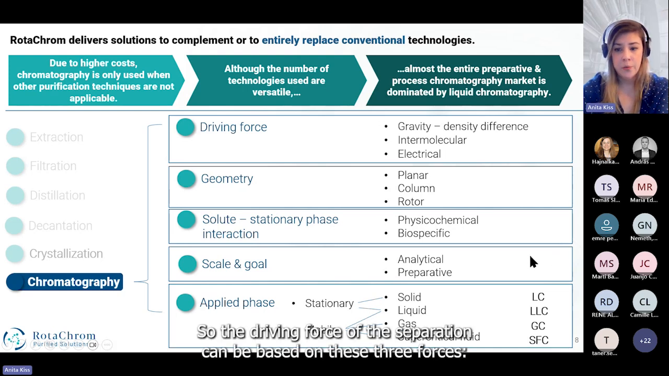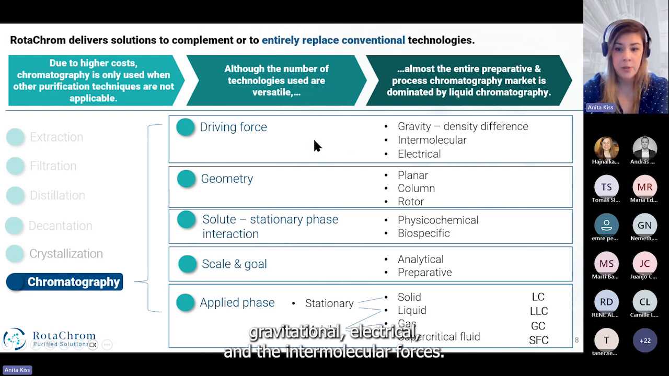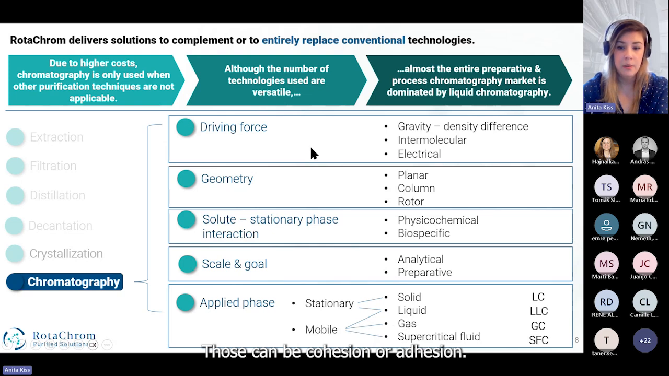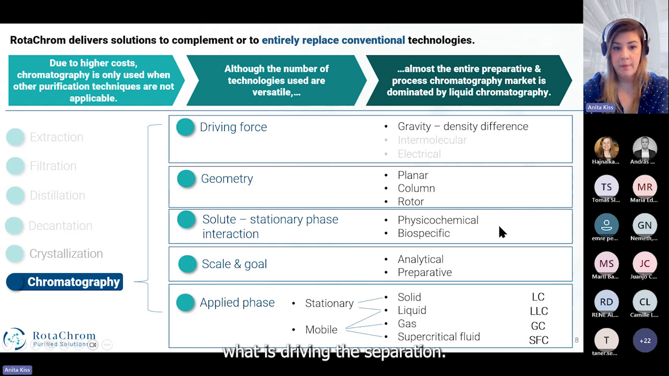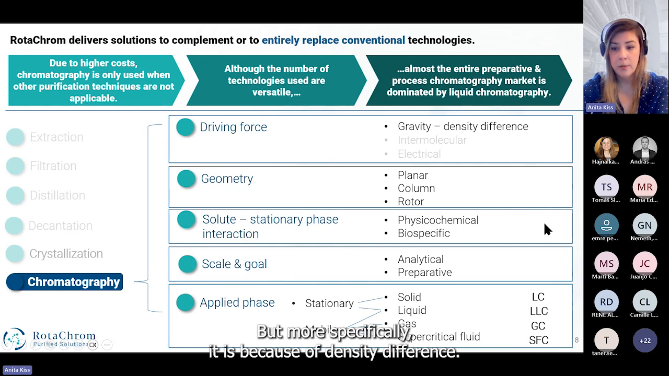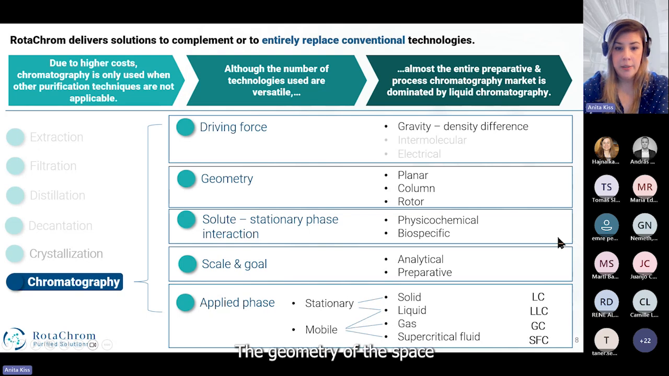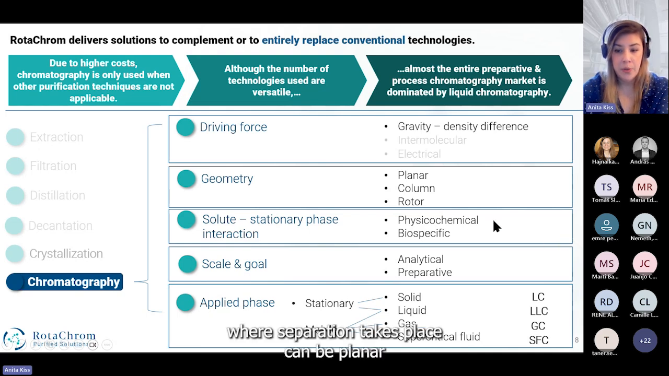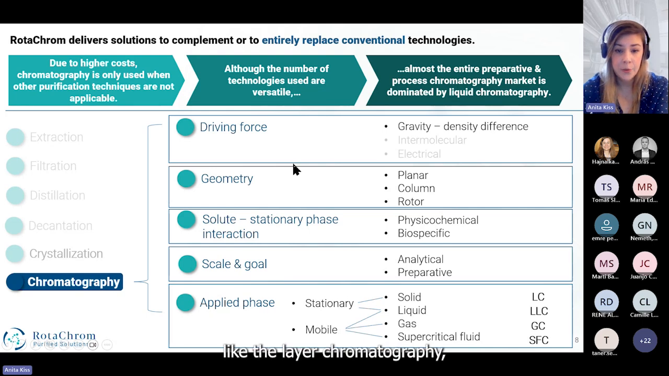So the driving force of the separation can be based on these three forces: gravitational, electrical, and intermolecular forces. Those can be cohesion or adhesion. For CPC, gravity is the force that is driving the separation, but more specifically, it's because of density difference. The geometry of the space where separation takes place can be planar, like thin layer chromatography.